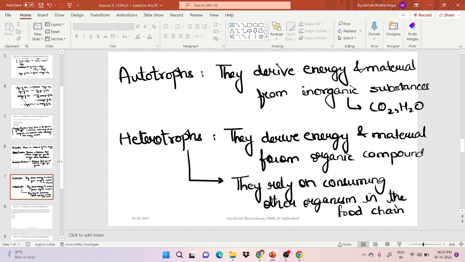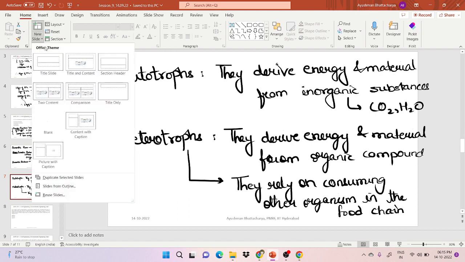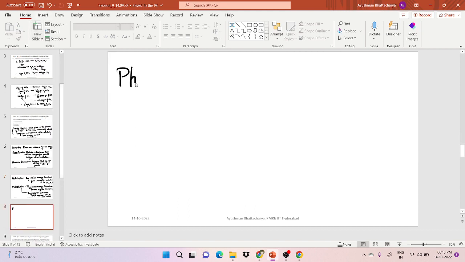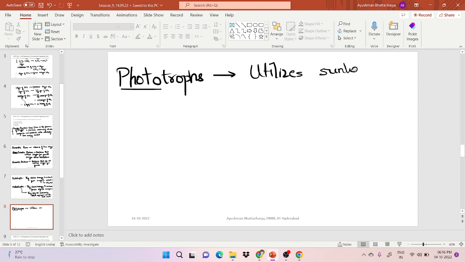Now we will go to phototroph. Phototrophs, as the name suggests, utilize sunlight as the energy source and the inorganic substances for the material source. Okay. Now we will go back to the question.